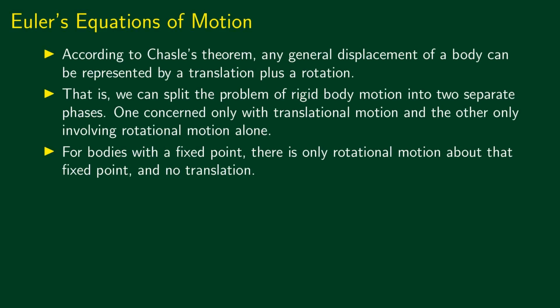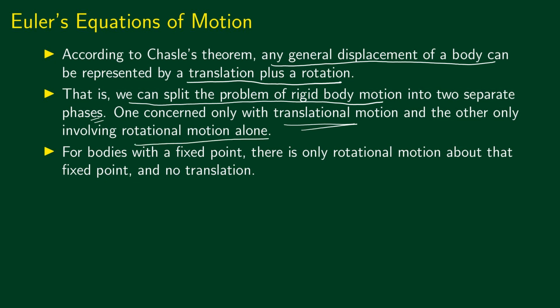With that, let's move on to Euler's equations of motion. We start with what's known as Chasles's theorem, according to which any general displacement of a body can be represented by a translation plus a rotation. We shall not prove this theorem here, but we'll take it as our starting point. So according to this theorem, we can split the problem of rigid body motion into two separate phases, one involving only translational motion and the other only rotational motion.